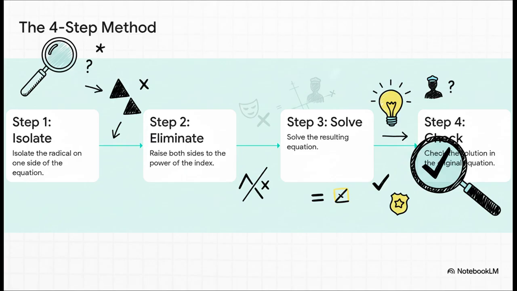And how do you do that? You hit it with its inverse operation. So if it's a square root, you square both sides. Boom, it's gone. Step 3, now you just solve the much simpler equation that's left over. And step 4, and listen up, because this is the most crucial step of all. You check your answer. And we are absolutely going to see why in just a minute.